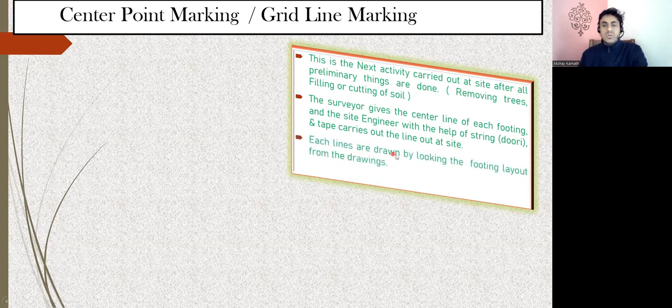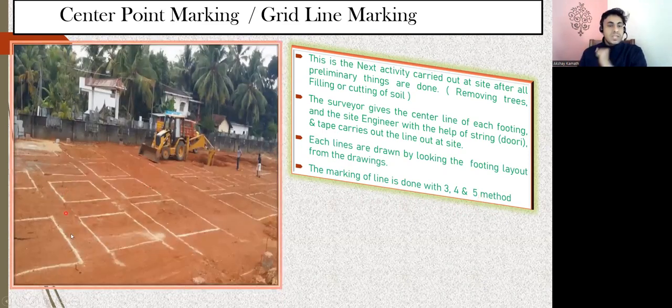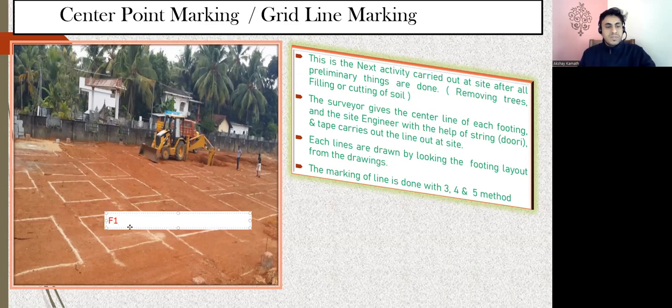So each line is drawn by looking at the footing layout from the drawings, and the marking of the line is done with the 3, 4, and 5 method. Now, what is this 3, 4, and 5 method? I'll explain it in the upcoming slides. So finally, once you do all that marking, this is how your footing looks. Now, for a timing, let us consider this is my F1 footing. Let us consider this is my F2 footing.